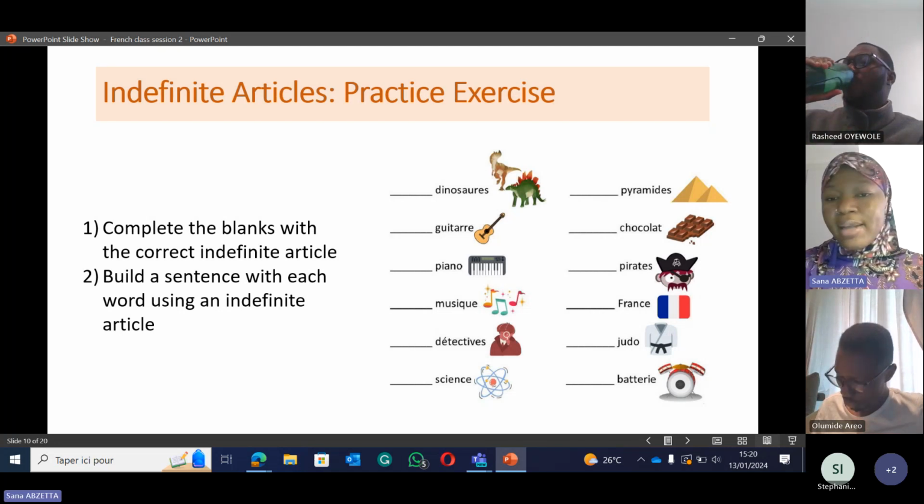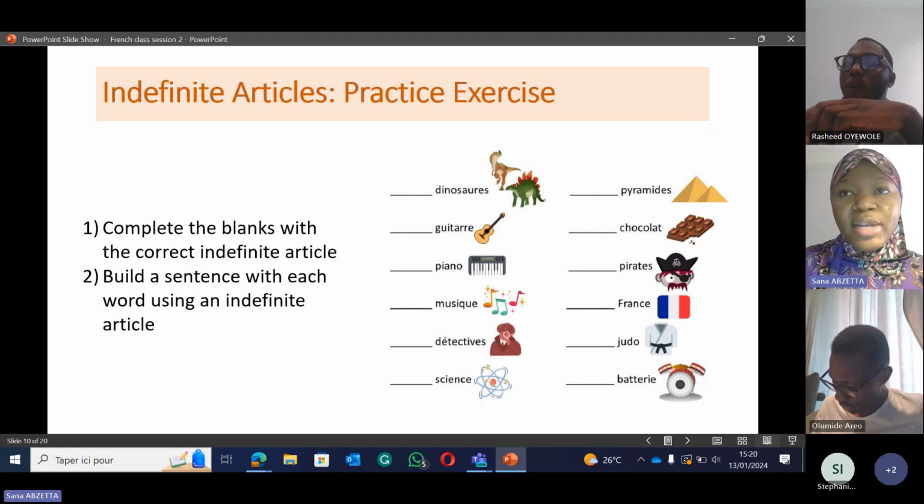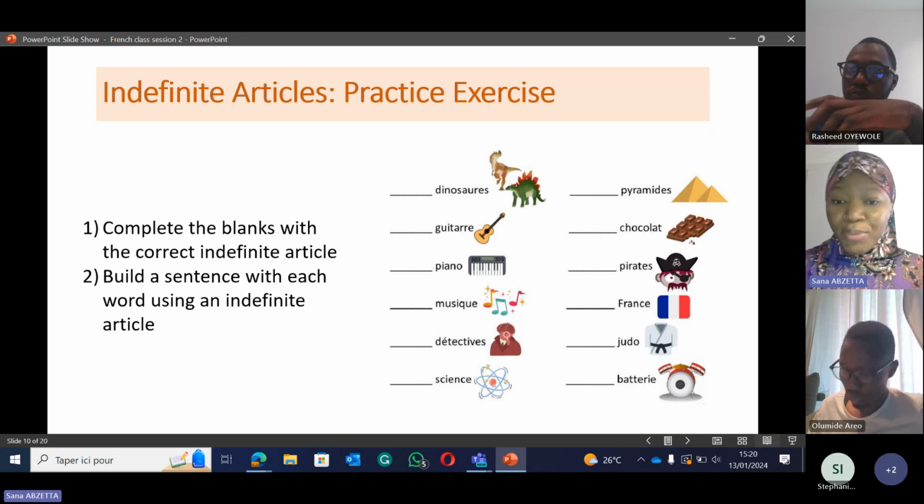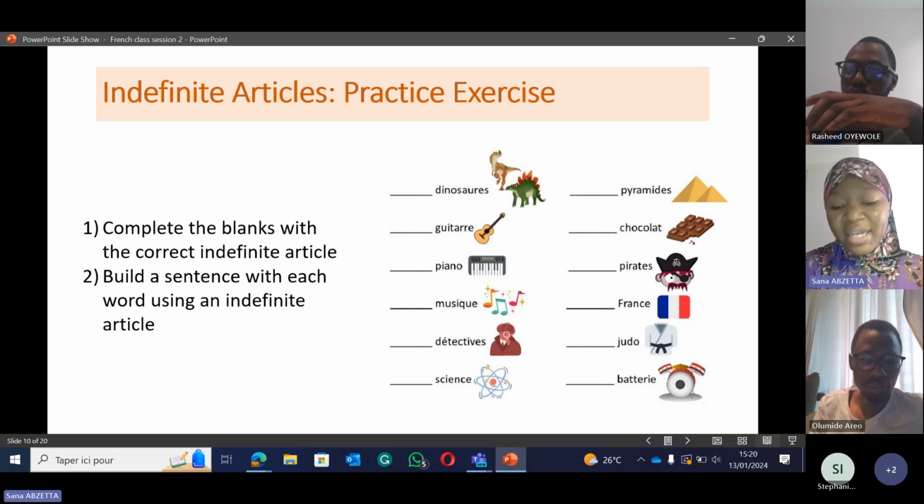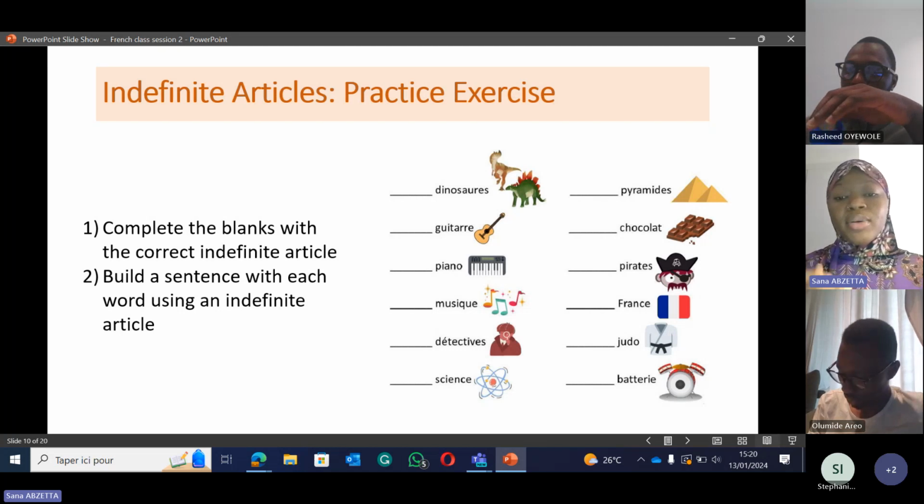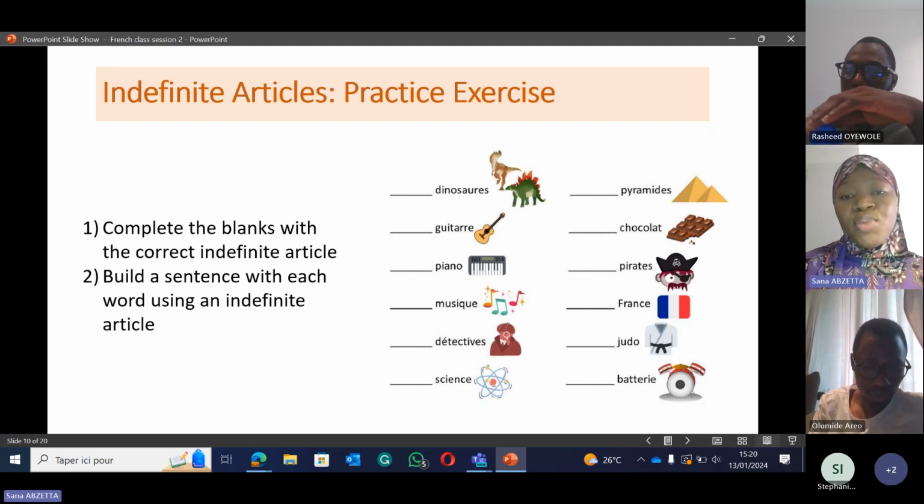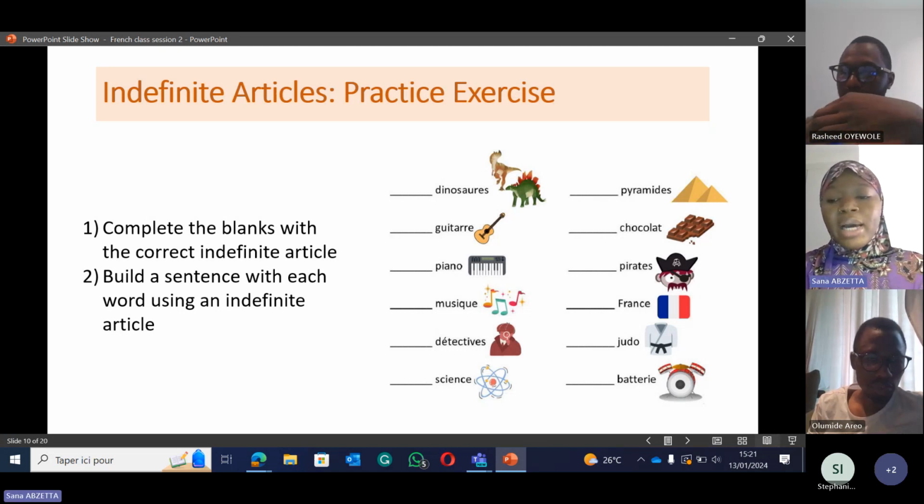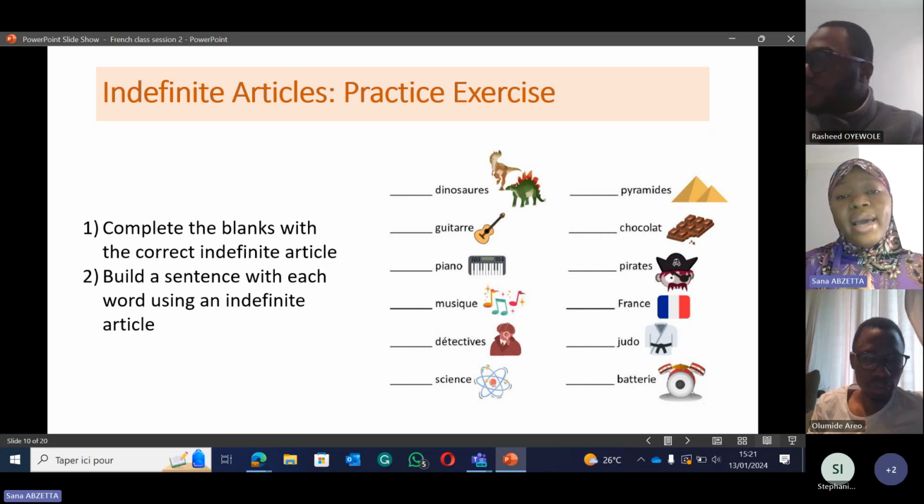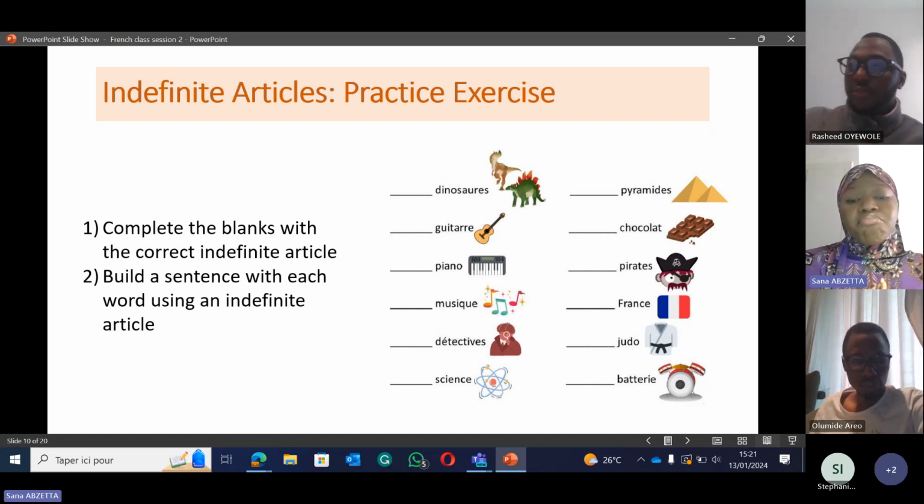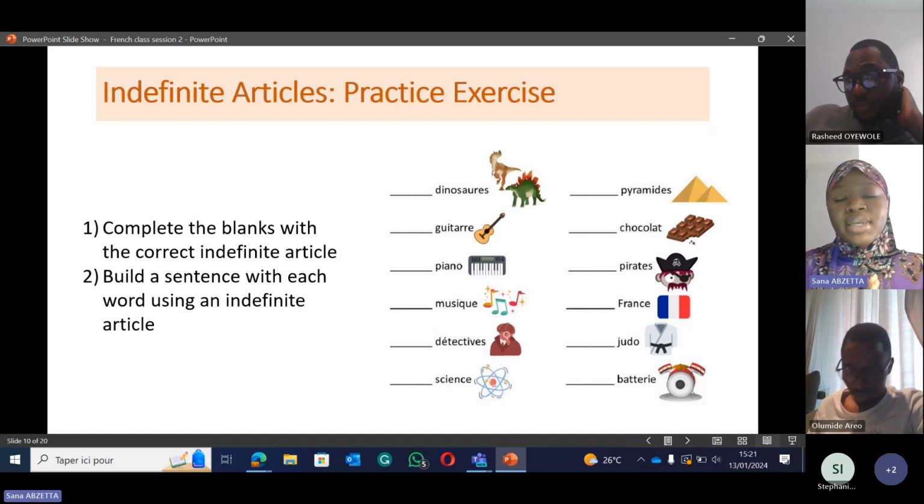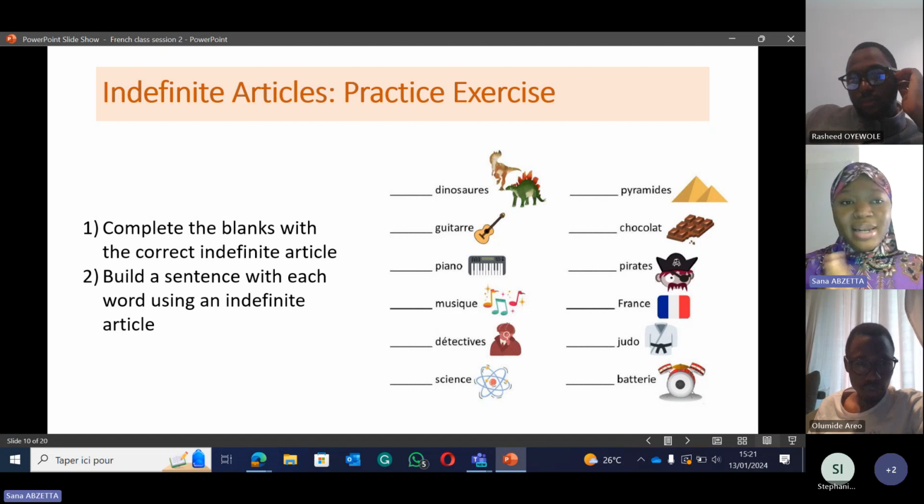Guitar is feminine, you say une guitare. And piano is masculine, you say un piano. And the other rule we added is that when you are talking about someone's religion, someone's profession, or your family relationship with someone, you do not use an article. For example, if you want to say my cousin is a lawyer, mon cousin est avocat. Or my friend is a Muslim, you just say mon ami est musulman. This is what we learned until now.